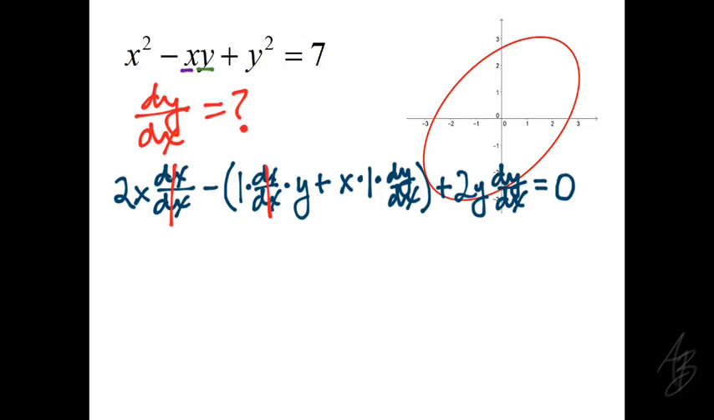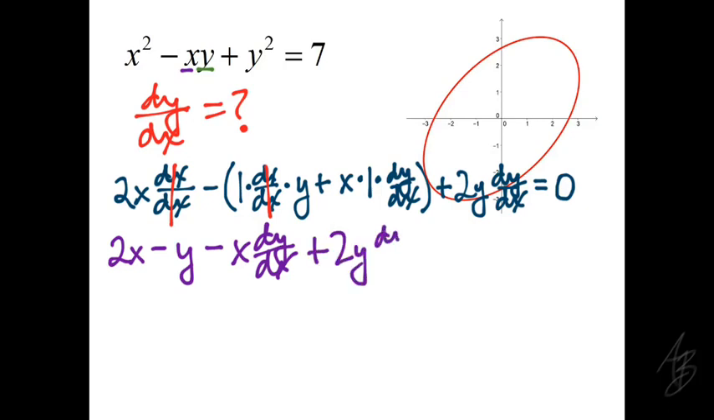So rewriting this to simplify, we get 2x minus y minus x dy/dx plus 2y dy/dx is equal to 0. Now, to get dy/dx by itself, we're going to have to factor it out of these terms once we've gotten them by themselves. So we're going to collect all the terms with dy/dx in them on one side of the equation, and all the other terms we're going to move to the other side of the equation.